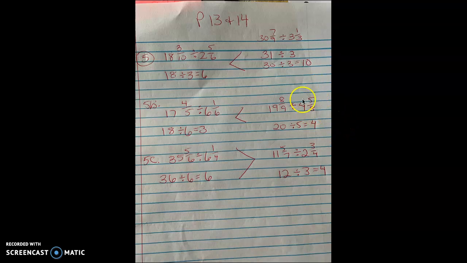4 5/8 is closest to 5 because 5 is close to 8. I rounded up. 5 goes into 20, so 20 divided by 5 equals 4, and 3 is less than 4. And then 6 1/4 rounds to 6. 6 goes into 36, which is close to this, so 36 divided by 6 equals 6. 2 3/4 rounds up to 3. 3 goes into 12, so I rounded to 12. 12 divided by 3 equals 4, and 6 is greater than 4.